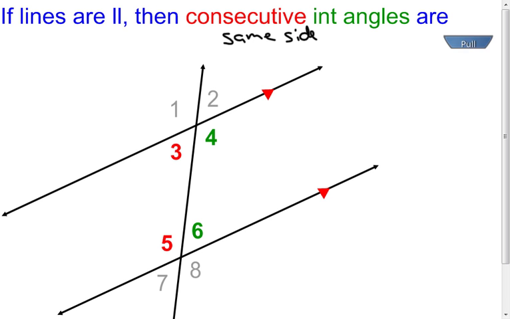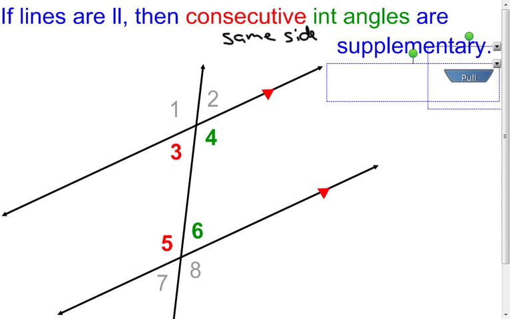So in this case, the same side interior angles are going to be supplementary, or the consecutive interior angles are going to be supplementary, however you want to look at the vocab on that. I'm going to end on that, just the 4 different angle pairs and the relationships between those when the lines are parallel.